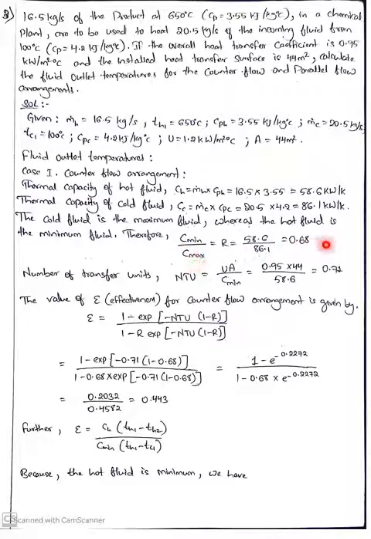Now to find the value of R, it is C minimum by C maximum. This is the formula for R. How to calculate NTU? NTU is UA by C minimum. U he has given, area he has given, and C minimum you found from here, so you will be getting the value of NTU.